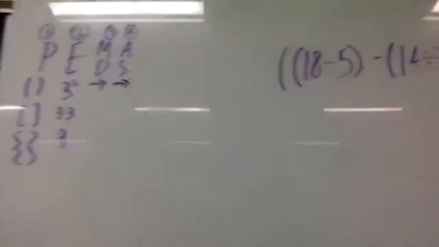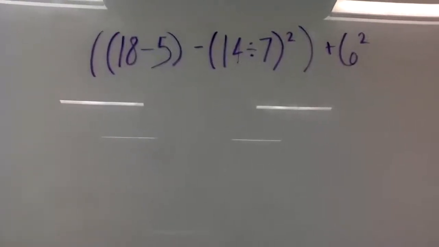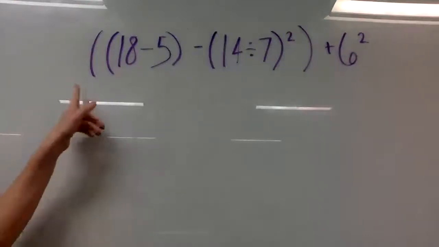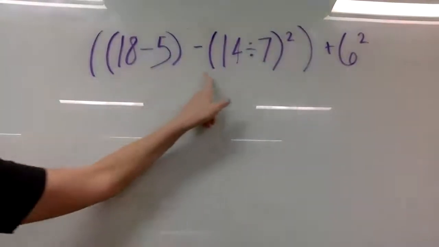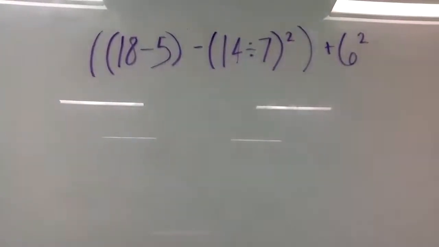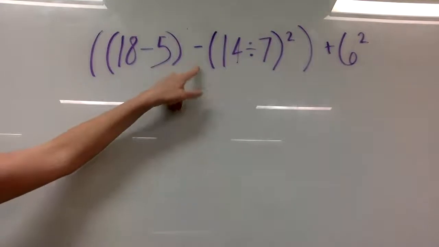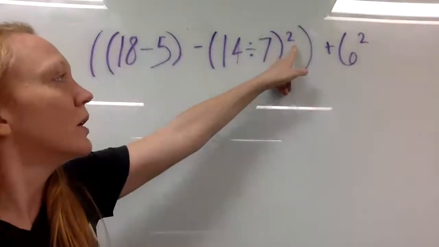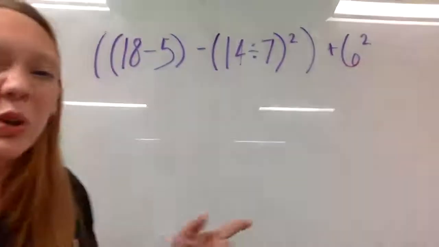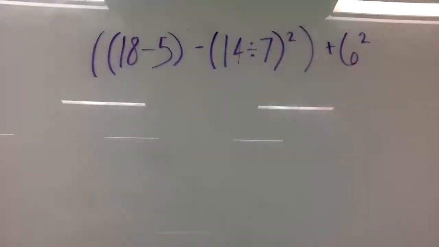So let's look at this problem here. And we read the parenthesis parts as "the quantity of." So we have a big set of parentheses. We have parentheses within parentheses, or nested parentheses. So I'd read this out: the quantity of 18 minus 5 minus the quantity of 14 divided by 7 squared, plus 6 squared. You could also say to the power of 2. Squared and to the power of 2 mean the same thing.